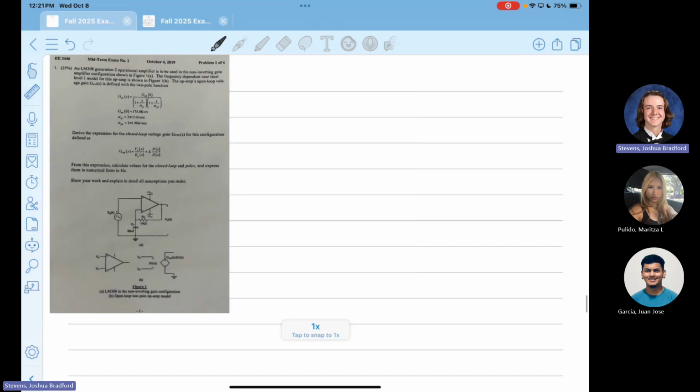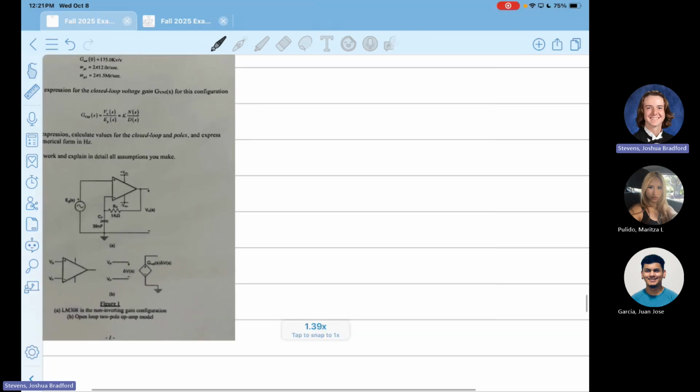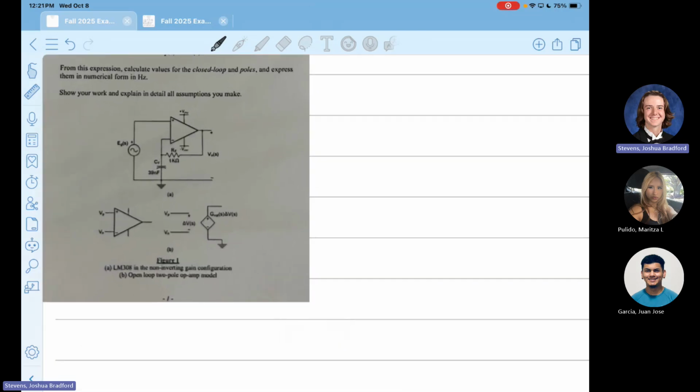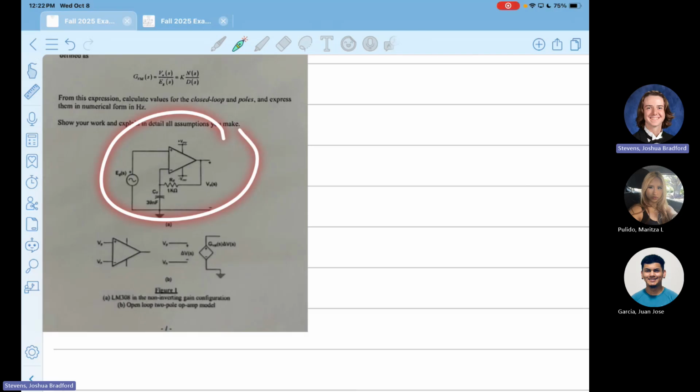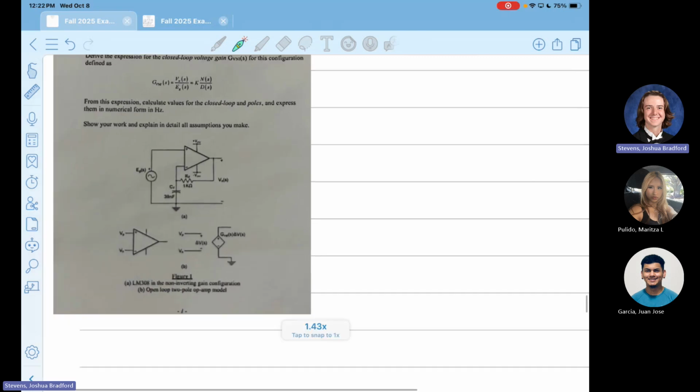So we have an op amp there. If you also see, we have a circuit with an op amp here, but here we kind of have a way to model that op amp. Does that make sense? Kind of. Okay. I'm about to start drawing stuff and we'll see what happens.